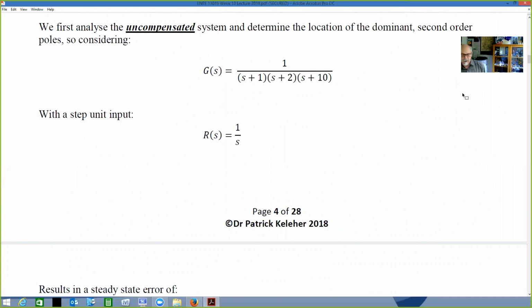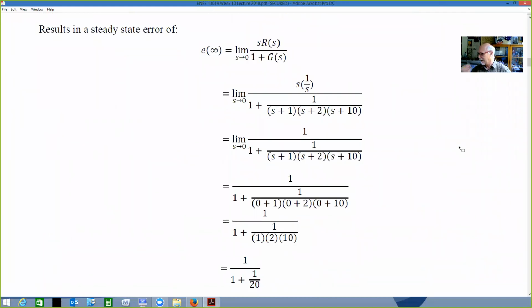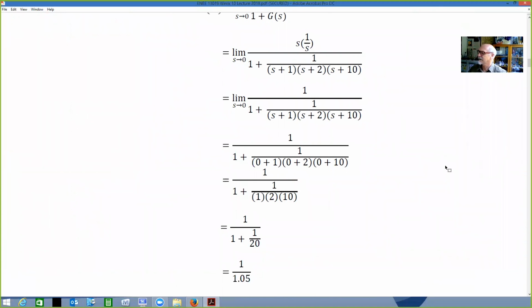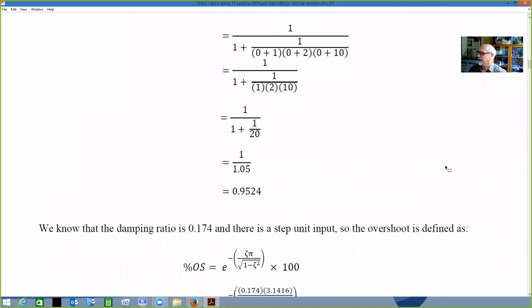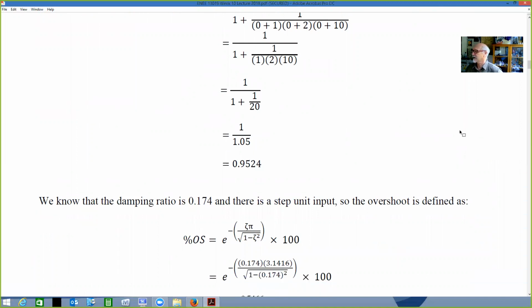If we look at our original function, we've got a plant G(s) equal to 1 divided by those factors, (s plus 1), (s plus 2), and (s plus 10), with a unit step input, standard R(s) equals 1 on s. This results in a steady state error, and that's just the steady state error formula. Plug in our particular transfer function and our step input, and we end up with a steady state error of about 0.9524. Remember, we're working in 4 decimal places just so that we can keep track of things, and you can compare with my values much more easily with regard to round-off figures.